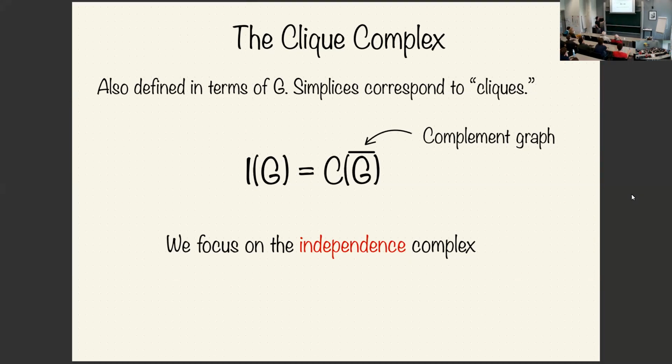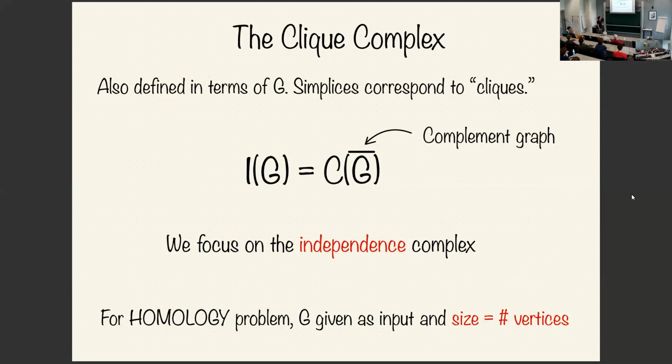Now, the independence complex of a graph G is the same as the click complex of the complement graph. So it's the same, but it's easier for me to work with independent sets, so I'll work with independent sets. Going back to the question about the input: the input to the problem will be the graph G, and the size of the input will be the number of vertices. So you can input the graph by, say, the incidence matrix.